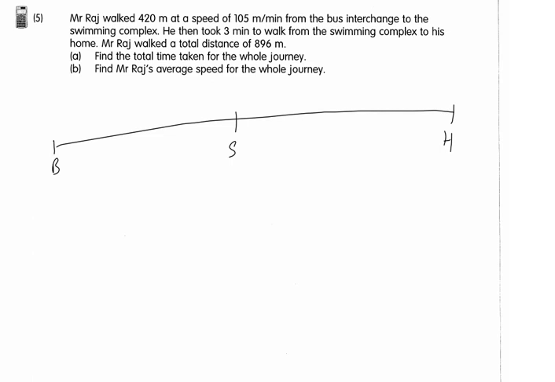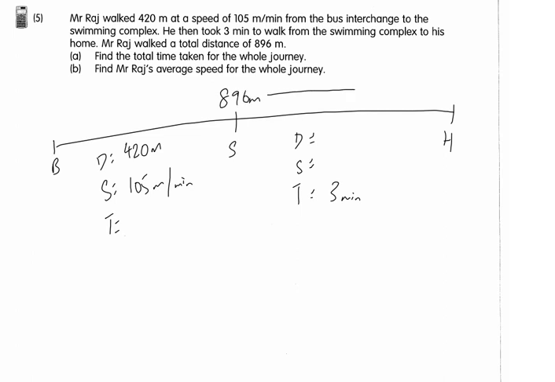So the distance between the bus terminal and the swimming complex is 420 meters. This is the distance. And we know that his speed is 105 meters per minute. Now, next, this is the only thing that we do not know. Next, we know that he walked from the swimming complex to his home in 3 minutes. He walked a total distance of 896 meters. So this is the total distance all the way from the bus interchange to home.